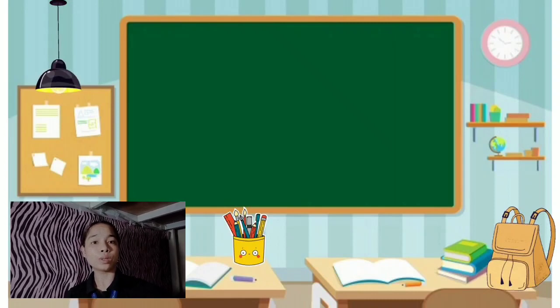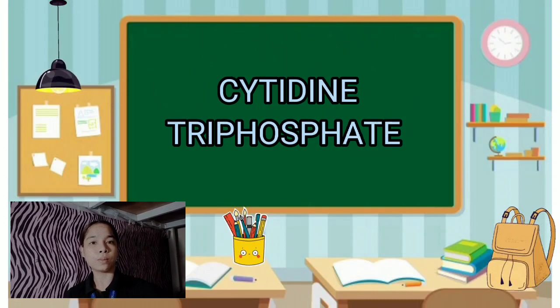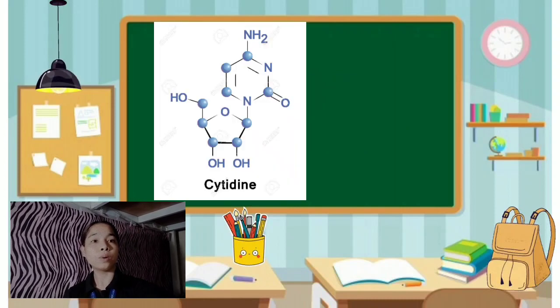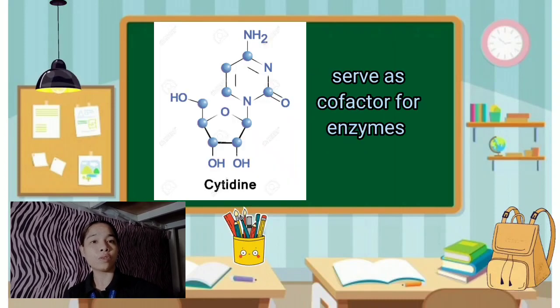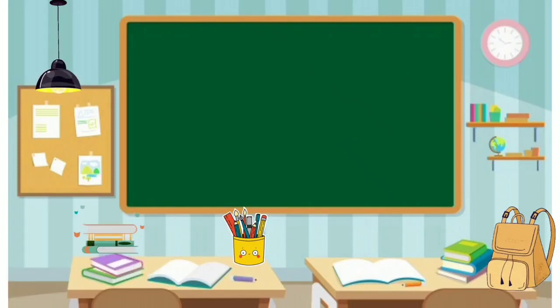When bound to three phosphate groups, cytosine forms the energy-carrying molecule cytidine triphosphate, or CTP, which can transfer phosphate groups and serve as a cofactor for enzymes.